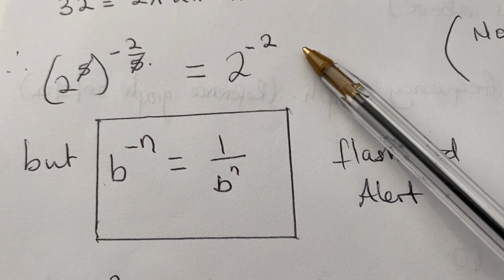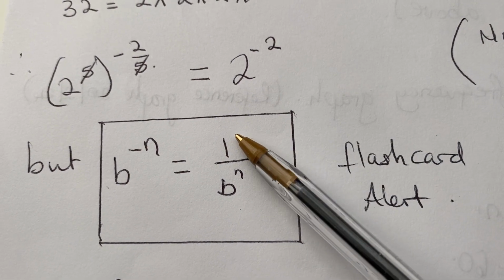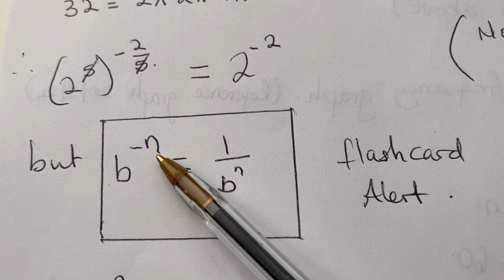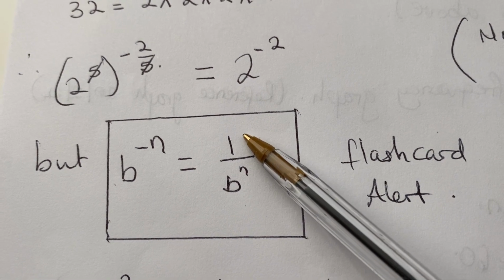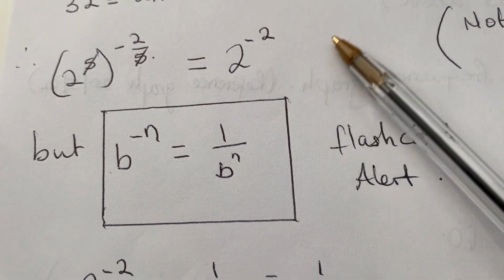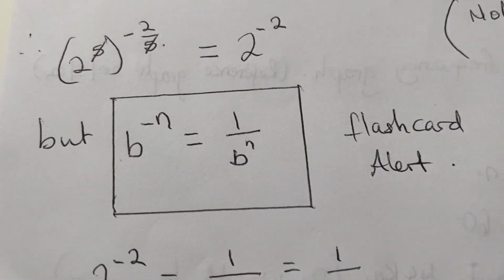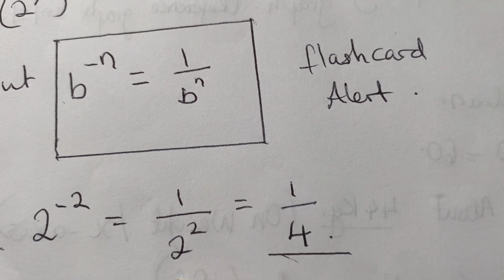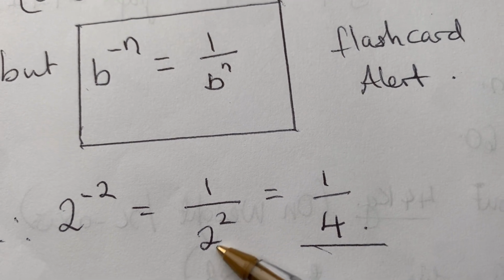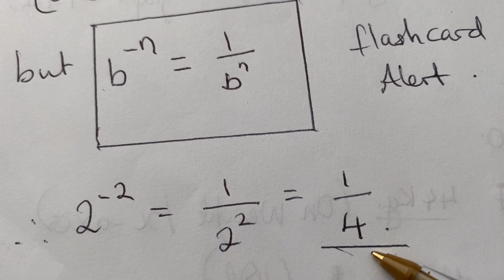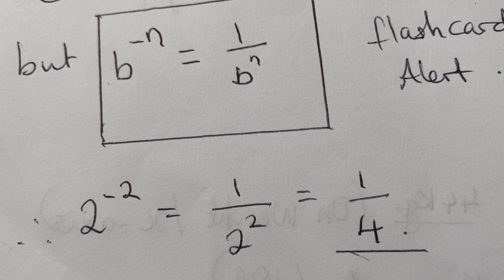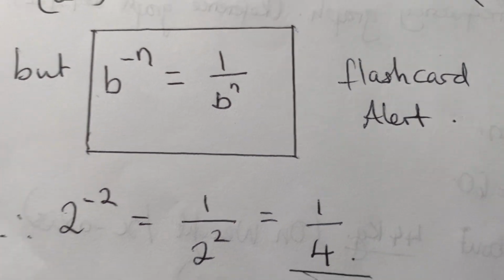So 2 to the power minus 2, which is b to the power minus n, can also be written as 1 over b to the power n. So now I can write 2 to the power minus 2 as 1 over 2 to the power 2, and 2 to the power 2 is 4, so that will be 1 over 4, or 0.25, if you want your answer that way.